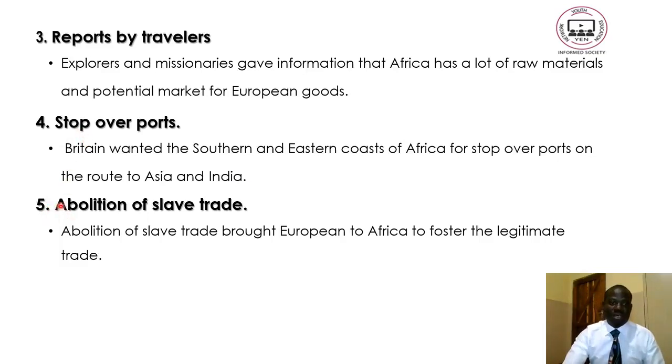And also abolition of slave trade. Abolition of slave trade brought Europeans to Africa to foster legitimate trade. After the slave trade was abolished or stopped, it gave room for the Europeans to say, now, because there is no other trade there, let us go there to embark on another type of trade in Africa. So after the abolition of slave trade, they wanted to bring legitimate trade into Africa.